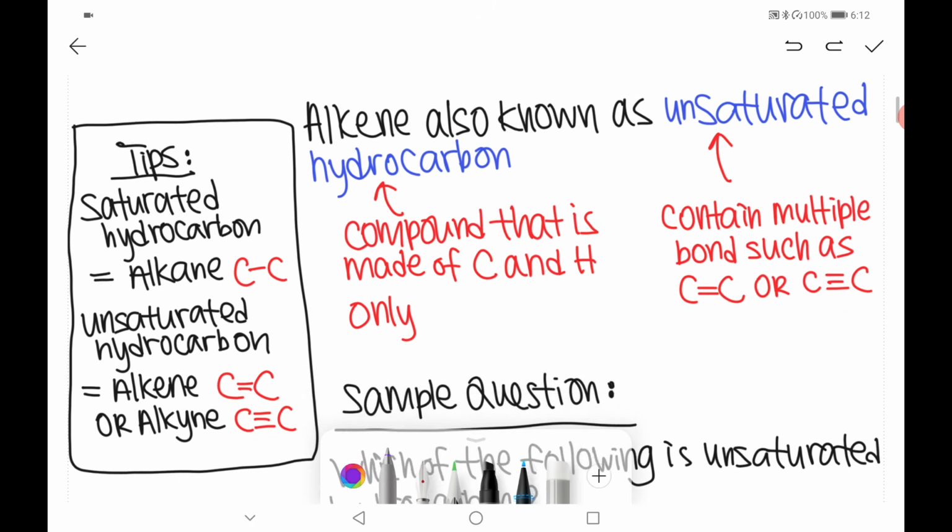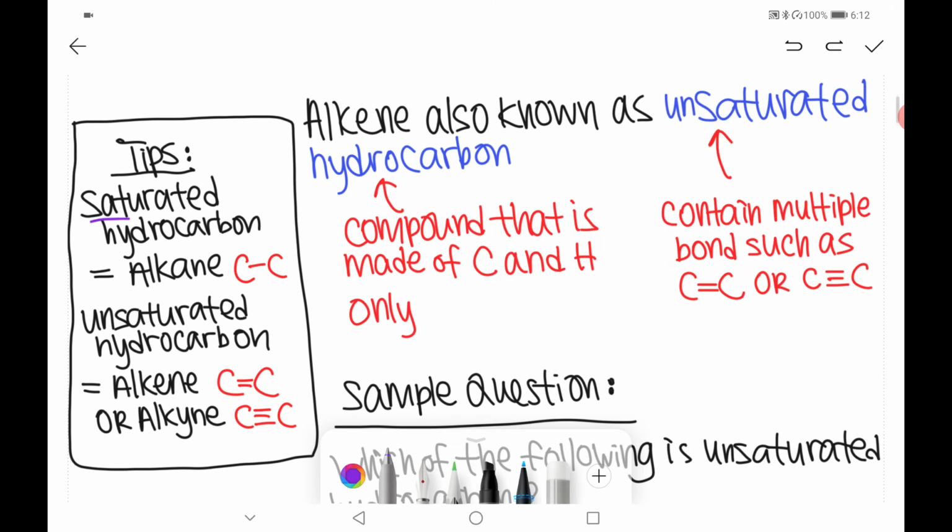Remember, in SPM, whenever you see the word saturated hydrocarbon, they are referring to alkane. Why? Because the word saturated stands for single bond. The functional group of alkane is the carbon-carbon single bond. So alkane has single bonds. That's why alkane is saturated. So when you see the word saturated hydrocarbon, you know they are referring to alkane.